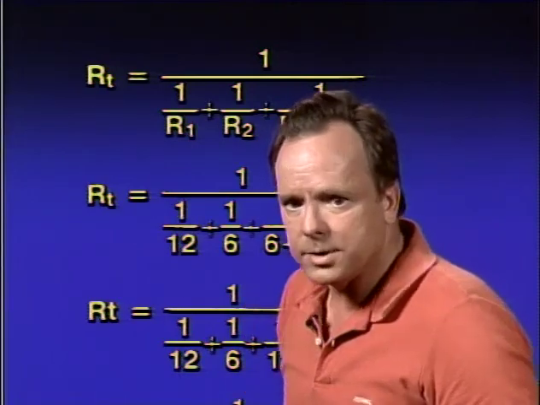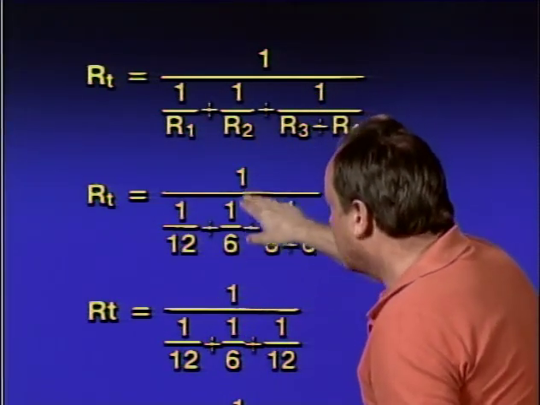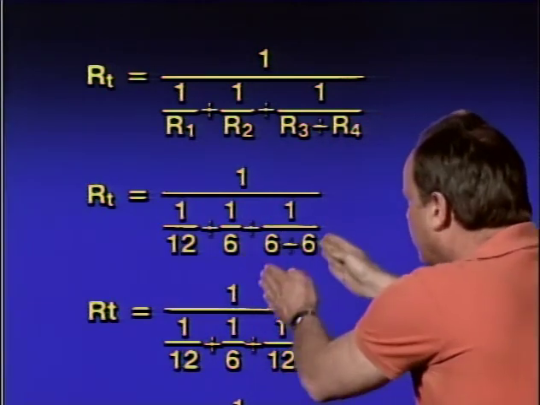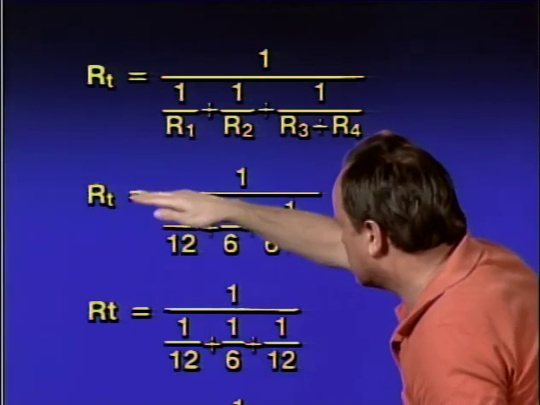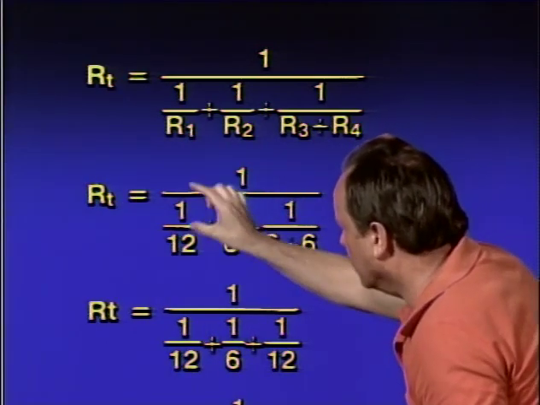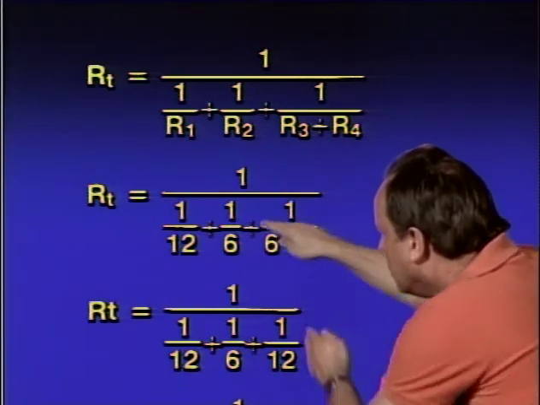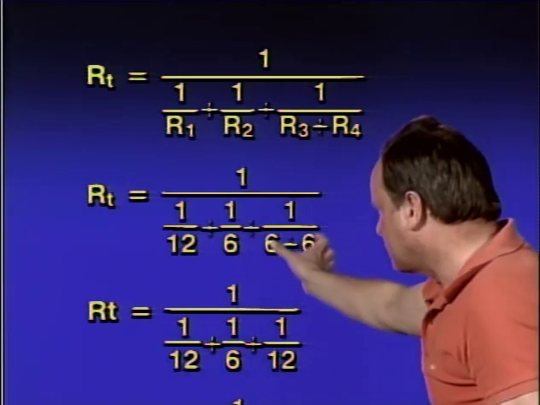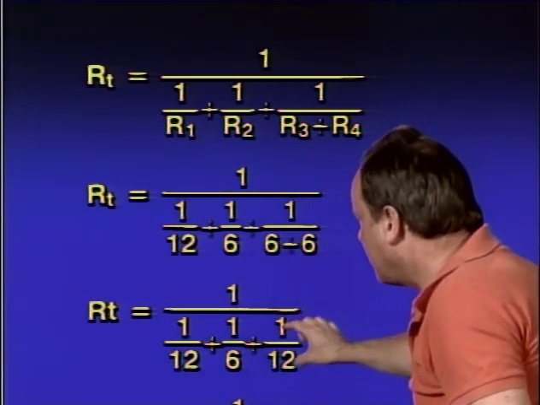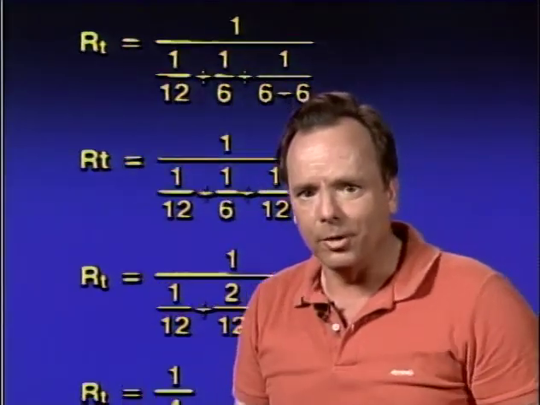Now, let's go back to the math and fill in those things. R1 is 12 ohms, R2 is 6 ohms, and R3 and R4 each 6 ohms. And so now you have the total resistance is 1 over the fraction 1/12 plus 1/6 plus the fraction 1 over 6 plus 6. You can see what's going to happen next. We'll add that 6 plus 6 together, and everything's the same. Now it becomes 1 over 12. Let's take a look at the next one down here that we're going to.